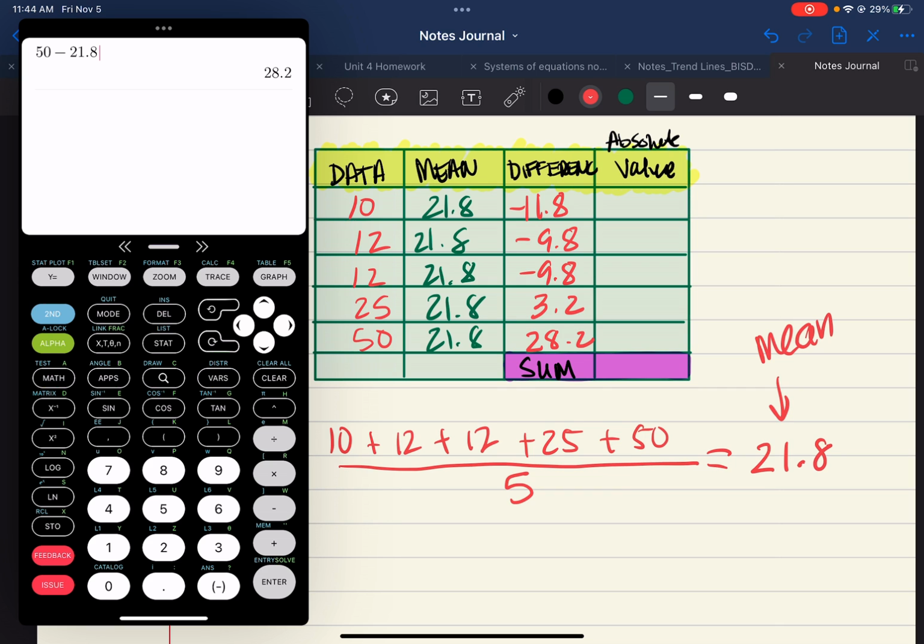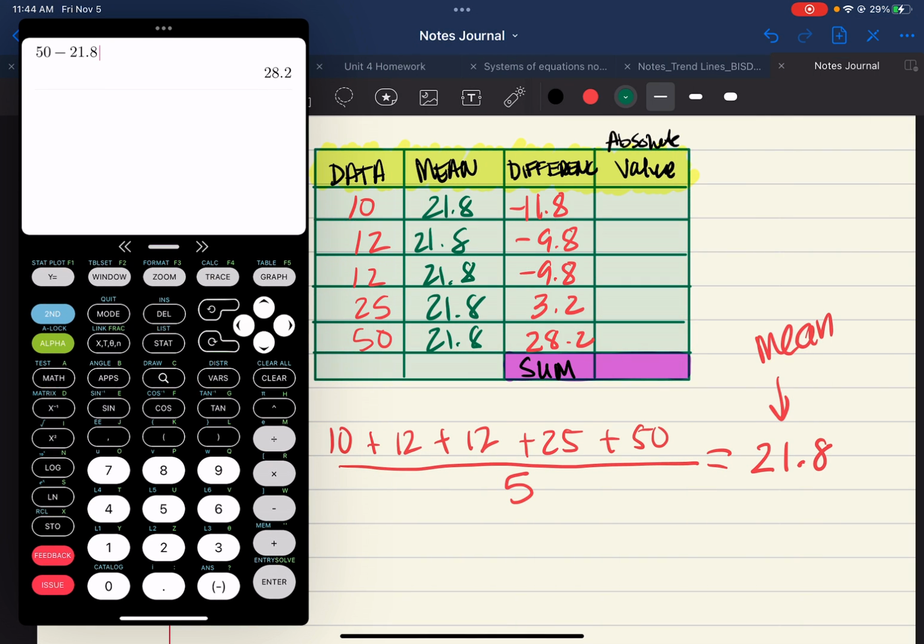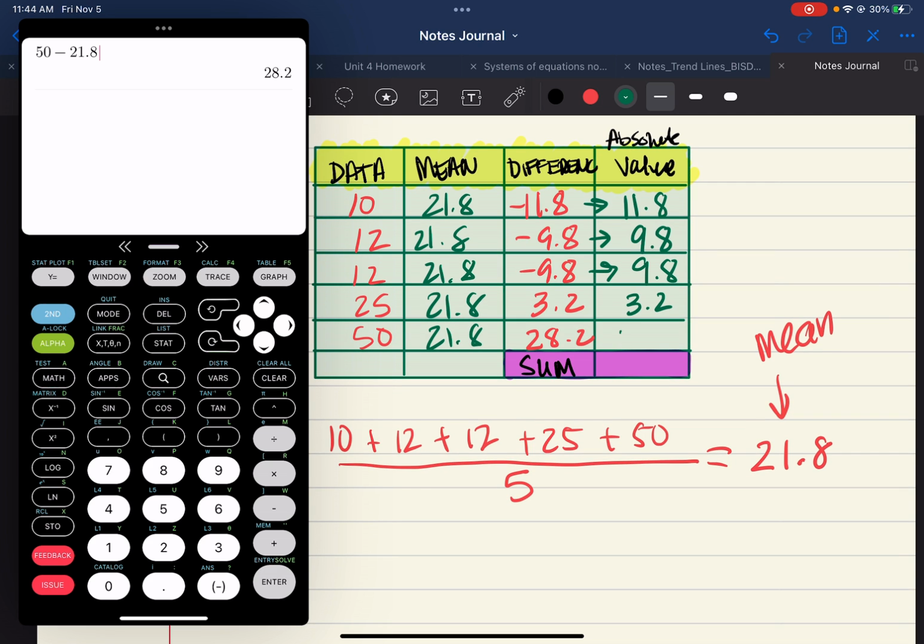Now it wants us to take the absolute value of these numbers. Basically, if it's negative, we have to make it positive. If it's already positive, we don't have to change anything. So this changes to a positive 11.8, this changes to a positive 9.8, and this changes to a positive 9.8. This is already positive, so it stays, and this is already positive, so it stays. Now we have to take the mean one last time, the mean of this column.